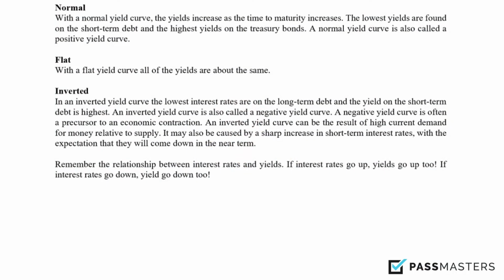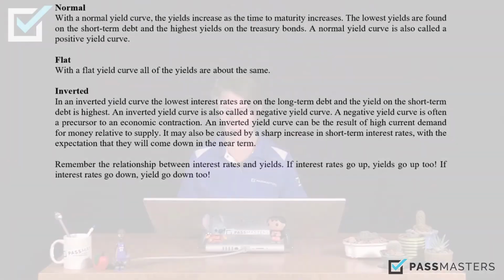So an inverted yield curve can be the result of high current demand for money relative to supply. It may also be caused by a sharp increase in short-term interest rates with the expectation that they will come down in the near term. Remember, if interest rates go up, yields go up too. If interest rates go down, yields go down too.